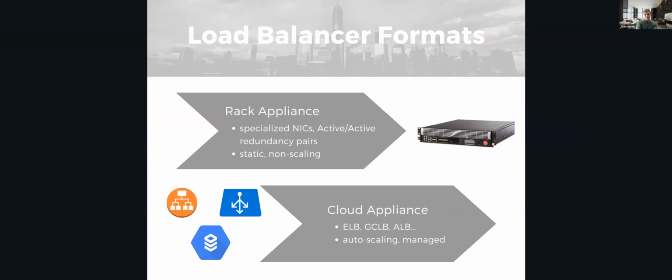Finally, what does a load balancer look like? Traditionally, they were only rack appliances that you would see in the network racks. F5 is a really common vendor. They're very specialized in how they're designed. They have special network cards that are built for load balancing and nothing else. And they have capabilities like active-active redundancy pairing. The downside is they're really expensive to maintain. They don't scale. You either have the capacity or you don't.